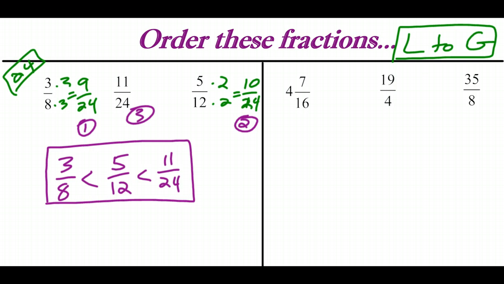Finally, for this last one over here, our LCM is 16. So if we multiply each of these by 4, we end up with 76/16. Multiply each of those by 2, 35/8 is the same as 70/16.